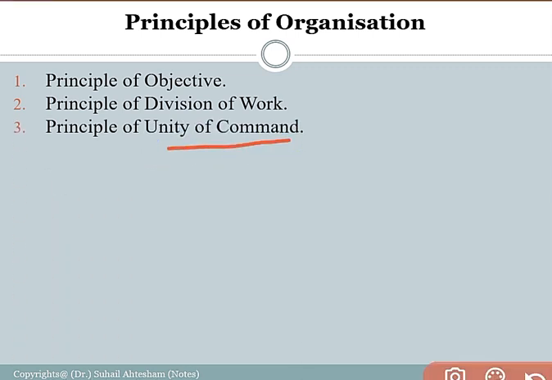Principle of unity of command. There must be a single boss for a single subordinate, right? So that there should be unity of command. Unity of command about what to do in the organization and what the employee has to perform in an organization, right? There must be unity of command.